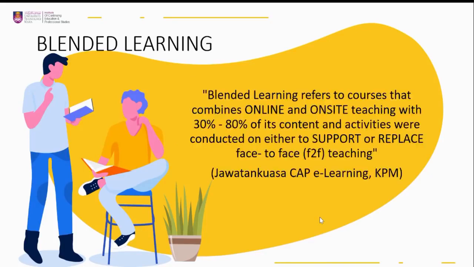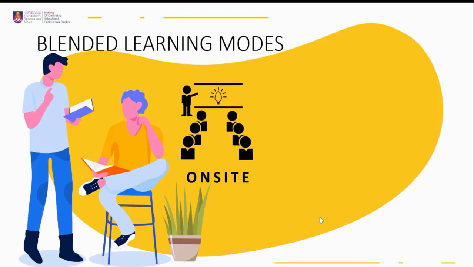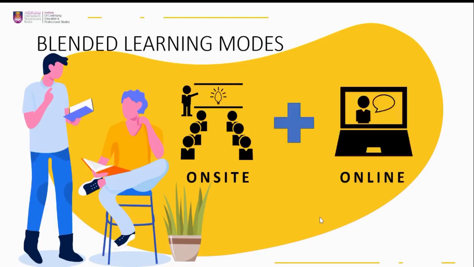So basically, blended learning refers to courses that combine both online and on-site teaching, whereby 30 and up to 80% of its content and activities will be conducted online to either support or replace face-to-face teaching. Now in UiTM, there are two modes for blended learning. The first one will be the traditional on-site blended learning, and the second one will be online mode.